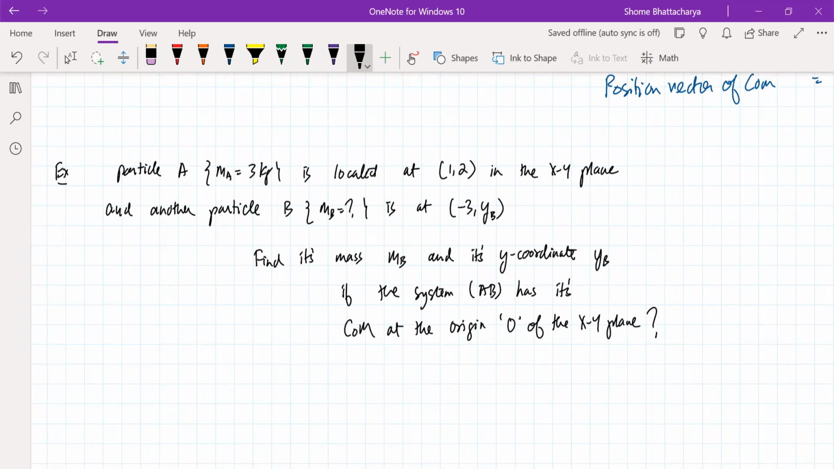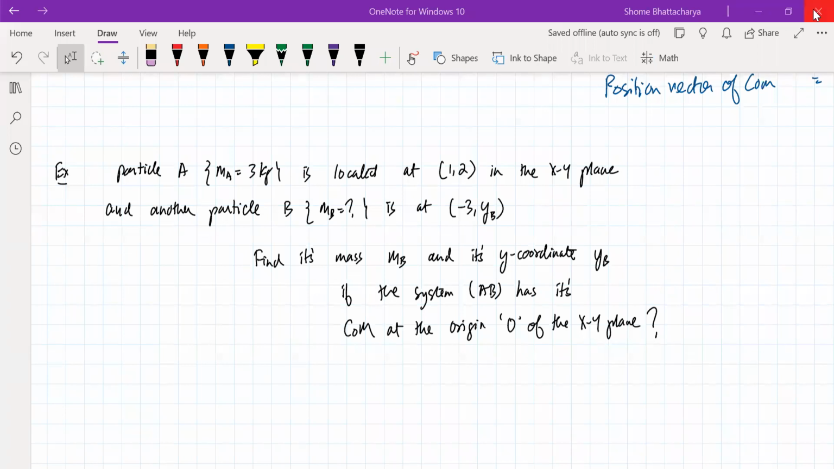So tell me the answers. I'm getting the answer. The mass is 1 kg and the y coordinate is minus 6. Yes, very good. That's correct. Okay, so all of you have got this correct. Vedant, Vineet, Jitesh, Soham, Jinendra.